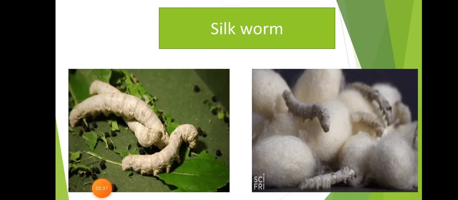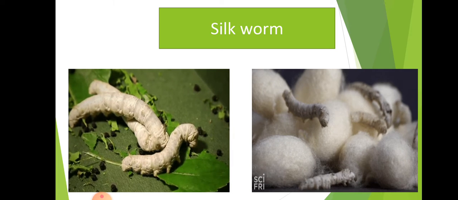Dear students, these are the silkworms. We have already discussed how they look. They are usually white in color, and different varieties of the silkworm produce different kinds of silk fibers. So let's discuss the production of silk.